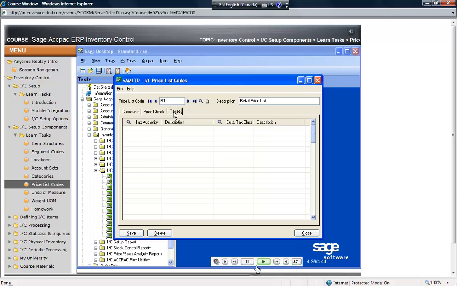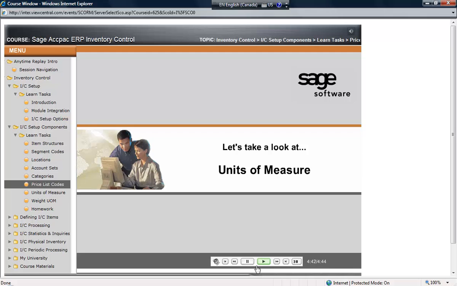For most items, the tax on an item is calculated from the price of the item and not backed out of the price. However, there are exceptions. Items such as cigarettes and petroleum products include taxes. Let's take a look at units of measure.